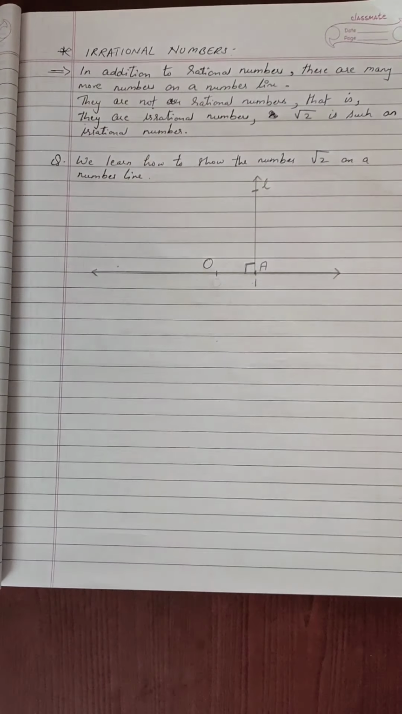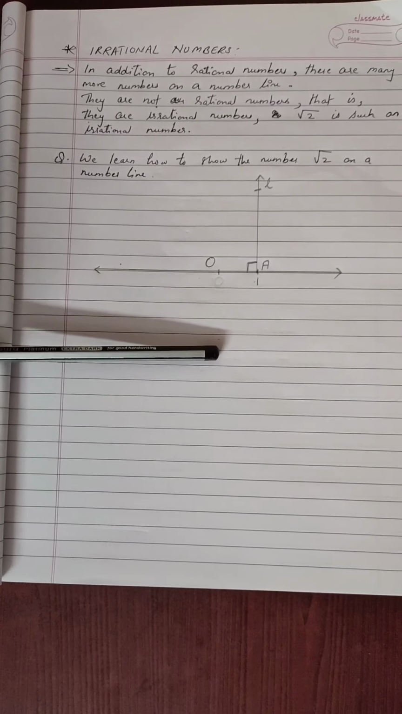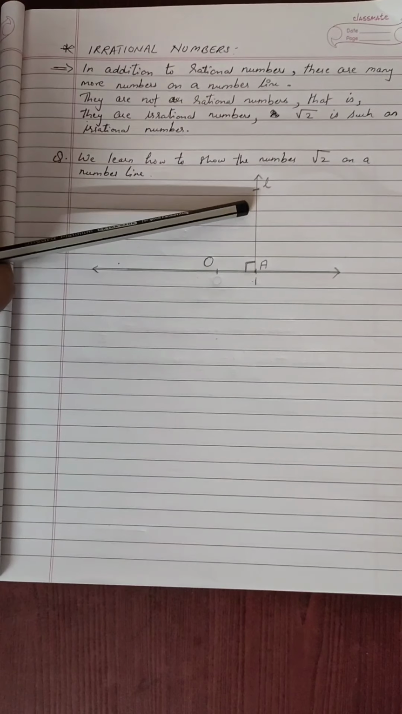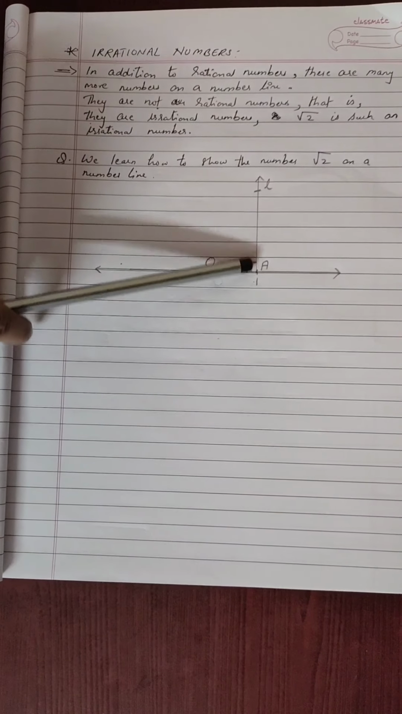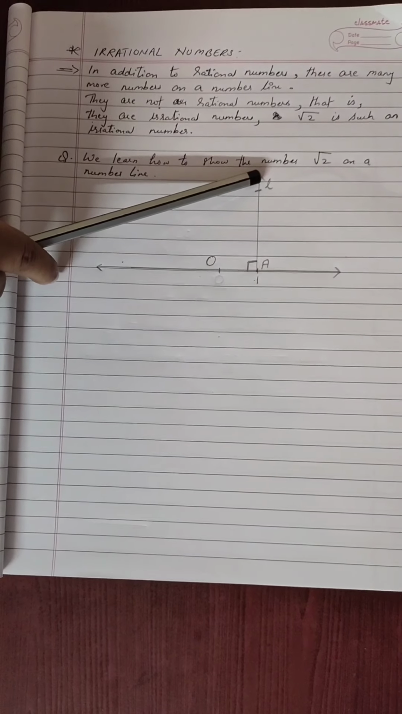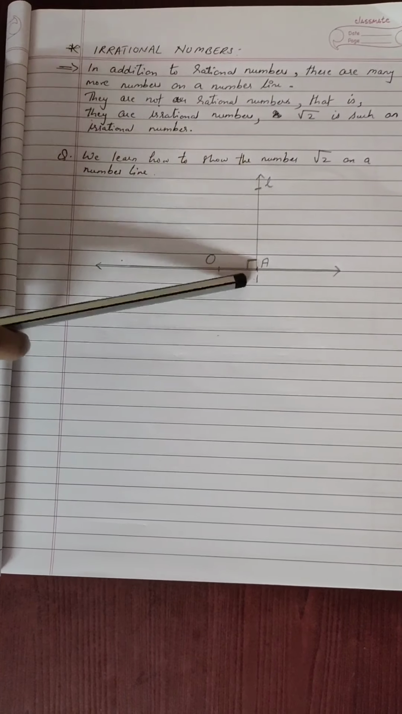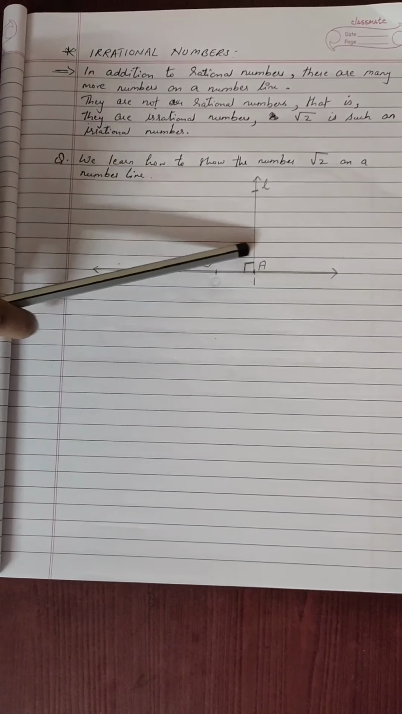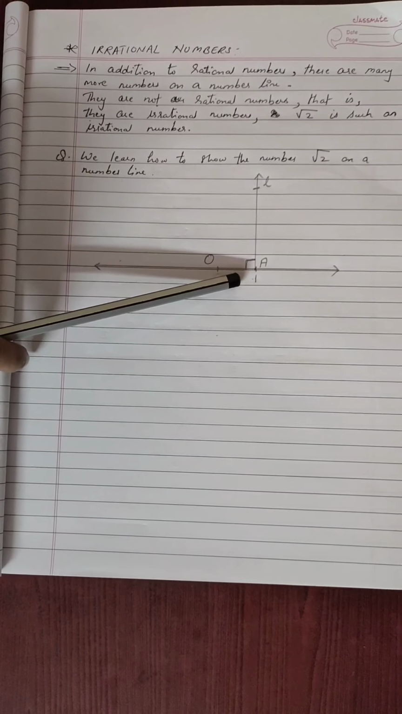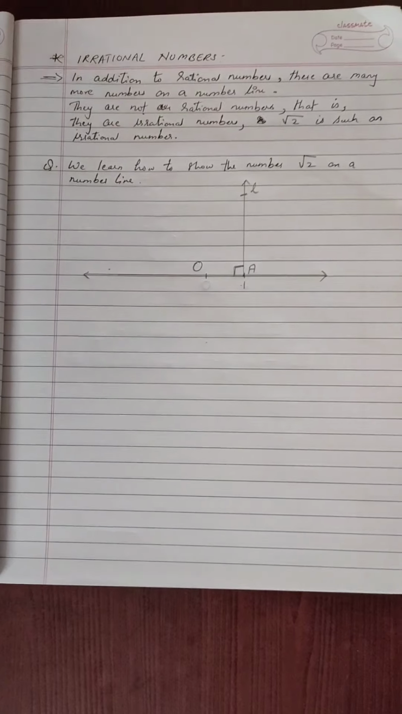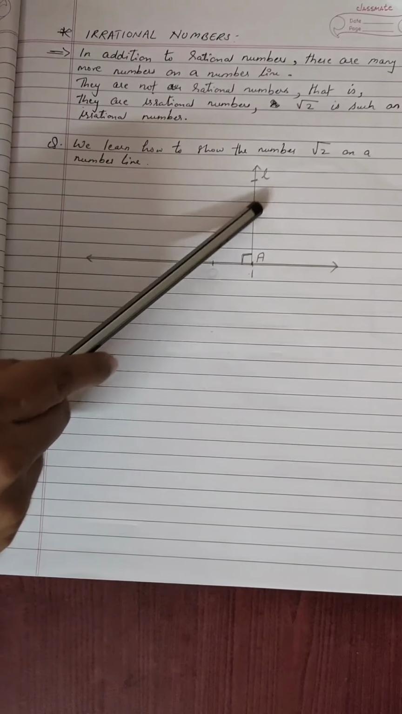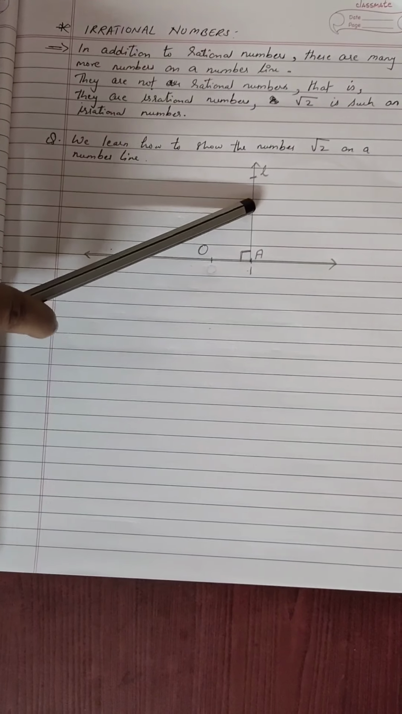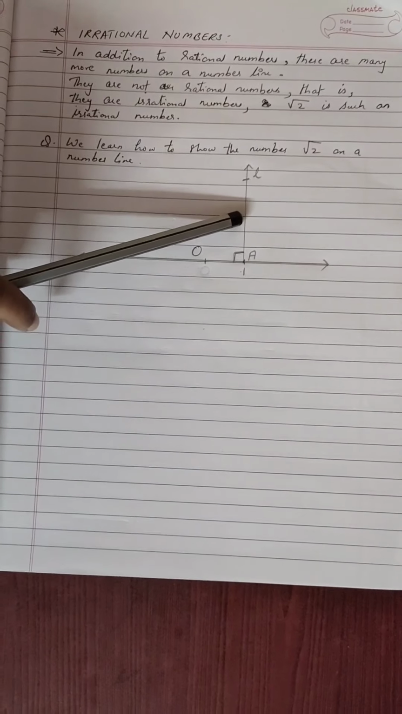Now, we have to draw a line perpendicular through the point A. That will be L. So, I have drawn a perpendicular line by using a scale, that is line L, AL. I have put the symbol of perpendicular over here. Now, we have to take a point on this line L. That will be P.